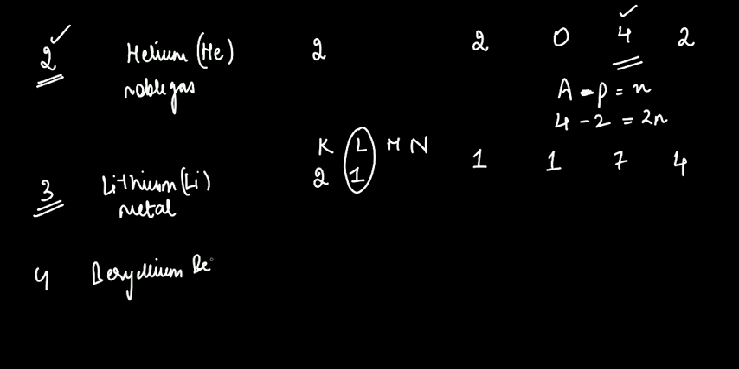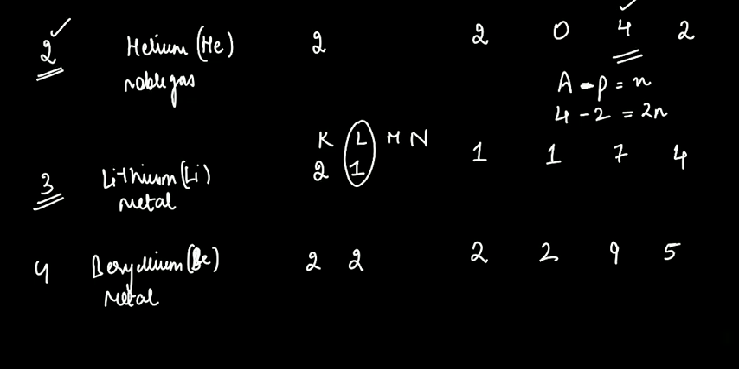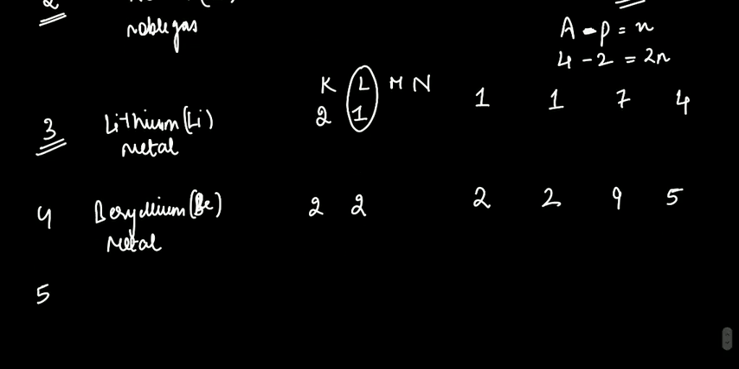Then we go to 4, that is your beryllium. Be is the symbol, so it's a metal. So 2 and 2 configuration. Now we are going to keep on adding electrons in the L shell. We have 2 electrons in the valence shell, so we have valency again 2. Mass number for beryllium is 9, which is double of atomic number plus 1. 9 minus 4 will give you 5 neutrons. Then we go to 5, that is your boron.